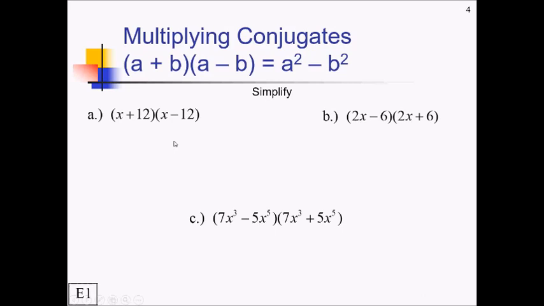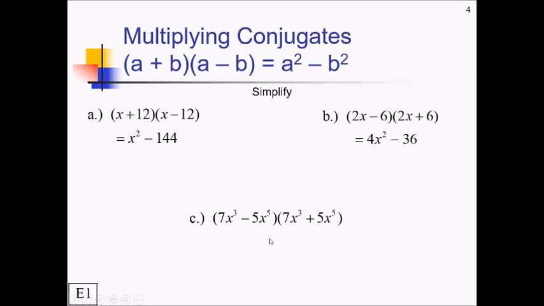Alright, let's see how that went. So for the first one, first term squared is going to be x squared. And then since we have plus and minus the same number, we can just square the second term and subtract it. So that would be 12 squared, which is 144. So x squared minus 144. Alright, on to part B here. In this case, a squared would be 2x squared, so that would be 4x squared. And then 6 squared is 36, so minus 36.